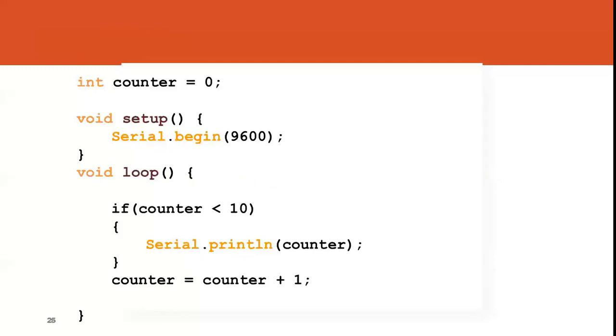How many times will the if condition get executed? That depends on the counter value. The counter value will start with 0. 0 is less than 10, so the counter will be printed. Next, the counter is incremented by 1. Till the counter value reaches 9, it will be printed on the console. And once the counter value crosses 10, nothing will be printed on the console. But still the loop function will be executed repeatedly.